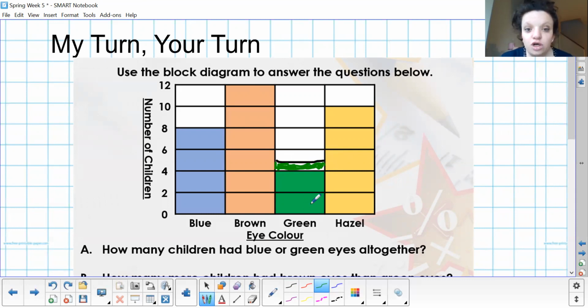So now how many children have green eyes? It's 2, 4, and then 1. So 2 add 4 add 1 is 5. So our answer would be 5. Okay, does that make sense?